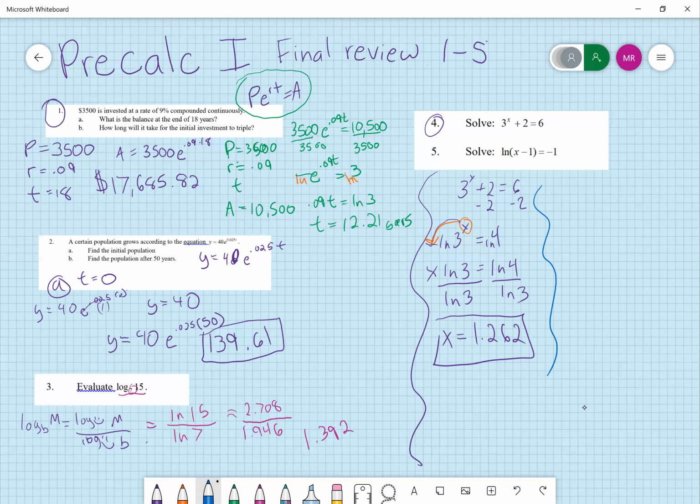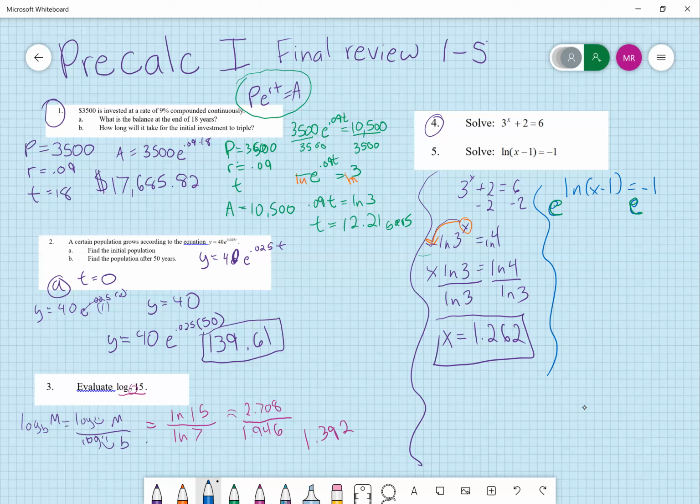Let's do question 5. This one looks tricky. It says solve for ln of x minus 1 equals -1. Now we could try and use properties of logs to do ln of x over ln of 1, but that's 0. And so that doesn't work. But what we could do is we take and raise to the e both sides. We're keeping that equation balanced. We're not changing, but we're using mathematical properties to help us.